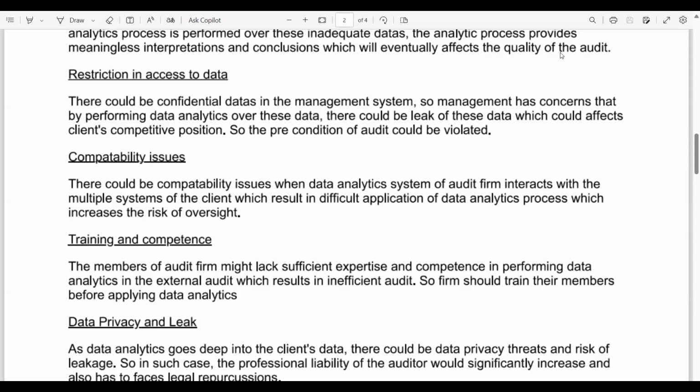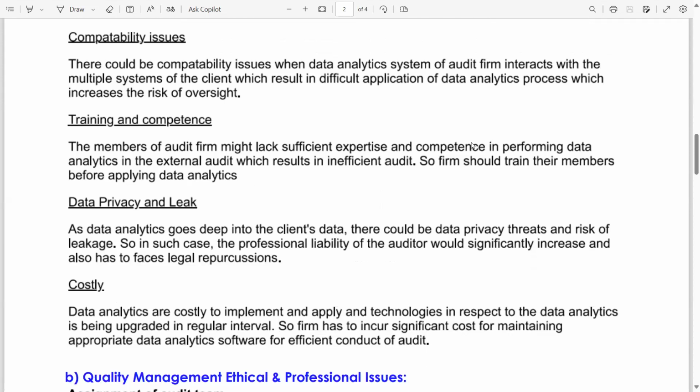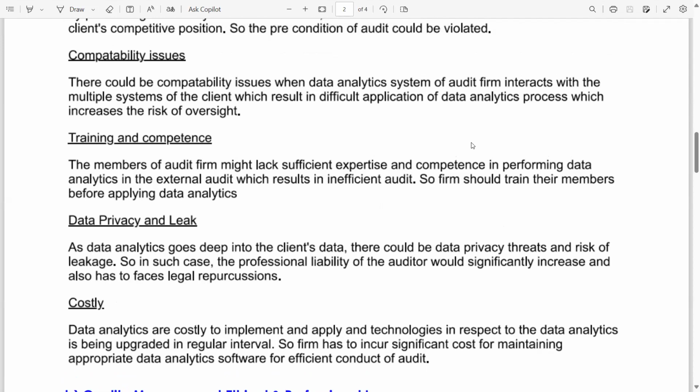Data privacy and leak means confidentiality issues, breach of confidentiality. As data analytics goes deep into the client's data, there could be data privacy threats and risk of leakage, cybersecurity threats or issues. So in such a case, the professional liability of the auditor would significantly increase and the auditor also has to face the legal consequences. Costly, yes, it is.